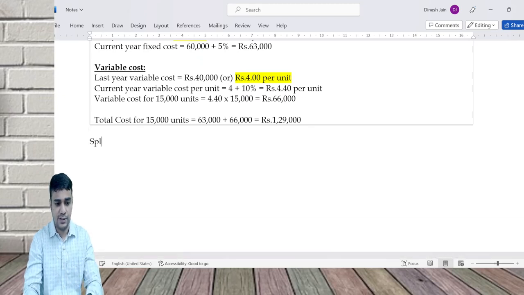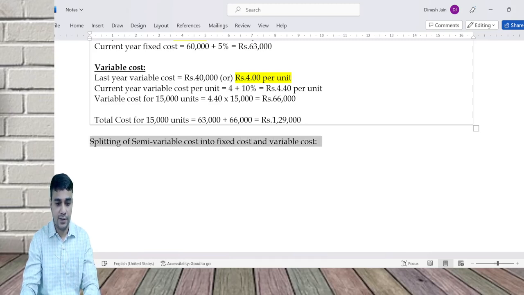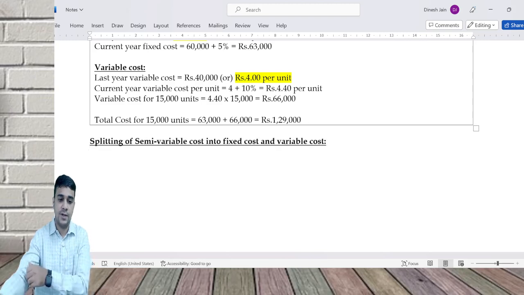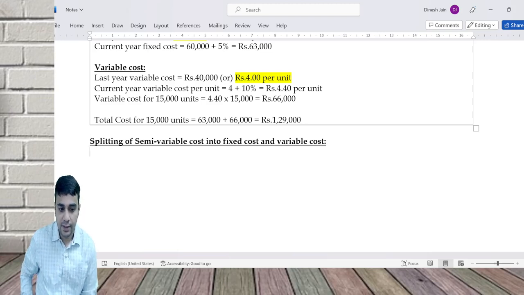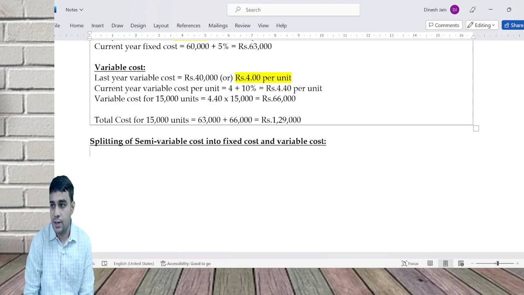it's the same question, splitting of semi-variable cost into fixed cost and variable cost.